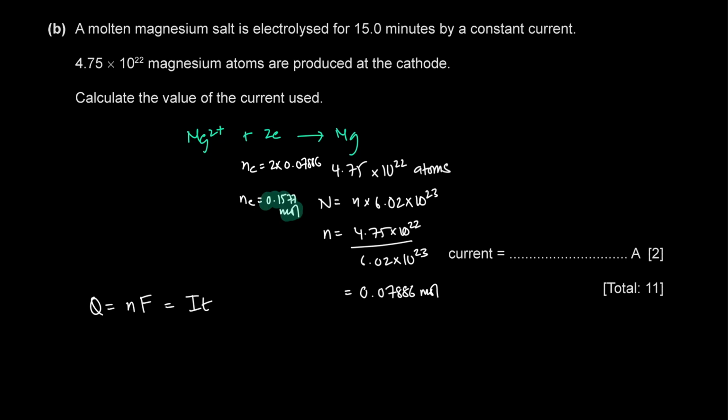Now we know the number of moles of electrons as 0.1577. Faraday's constant is 96,500 coulombs per mole, and this is equal to the current, which we want to find, times the time, which is 15 times 60 seconds. So nF is equal to It, and then we can find that the current is equal to 16.9 amperes. So the current here is 16.9 A. That's our answer.